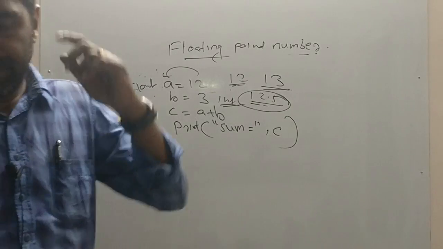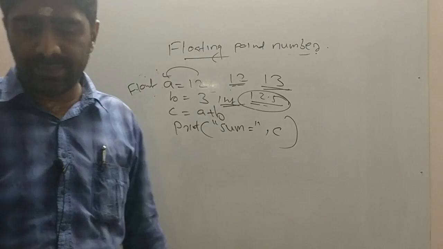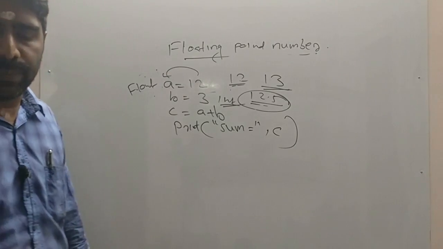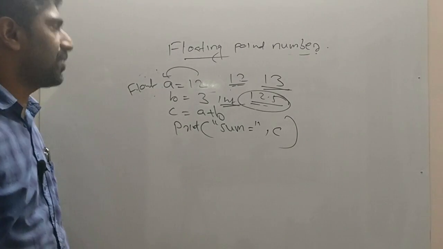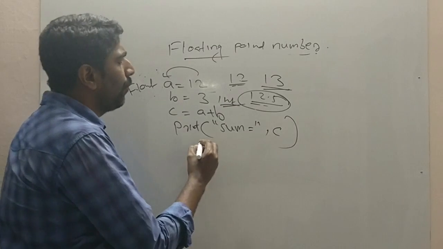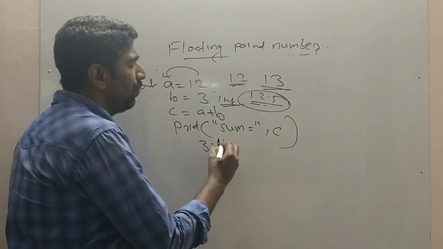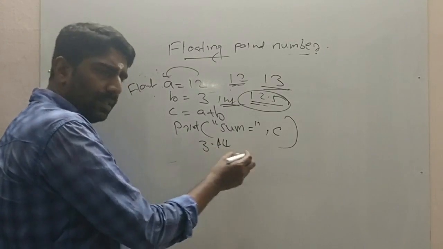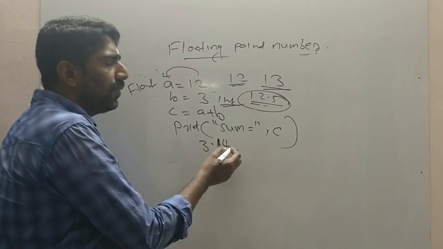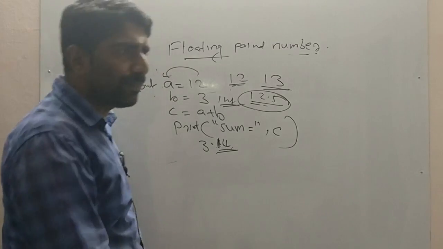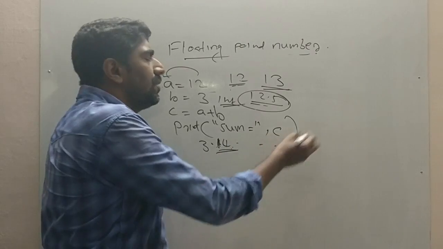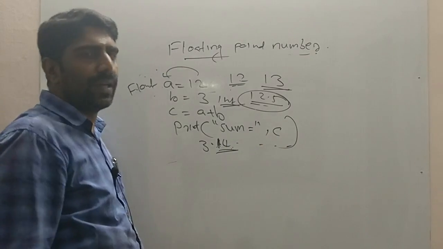The next one: in Python, floating point numbers have a precision of 15 digits. Precision means the digits after the decimal point. For example, in 3.14, how many digits are there after the decimal point? Only 2 digits. In a floating point value, 15 digits after the point are there, so we can enter 15 digits.